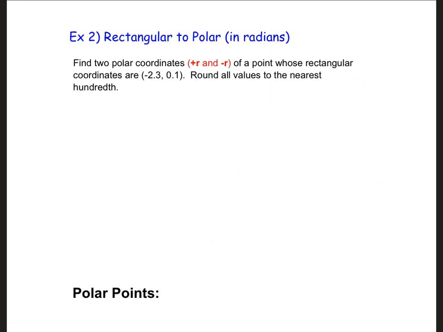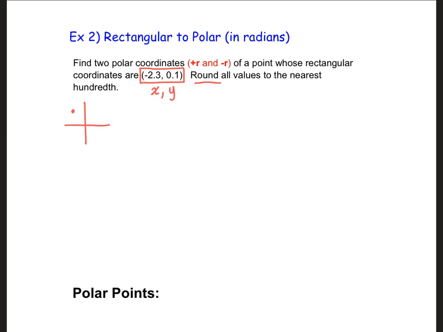Now, some points aren't going to be as nice of numbers as that last one. So once again, I am going to be asking you to identify two polar coordinates that would match this rectangular coordinate that's given. Our rectangular coordinate here is a -2.3 for x and a +0.1 for y. So if we visualize that, that point is going to be here in the second quadrant right away. And it does say we're going to have to do a little bit of rounding, so we're going to round all of our values to the nearest hundredth as necessary.